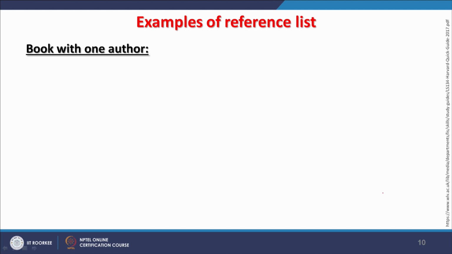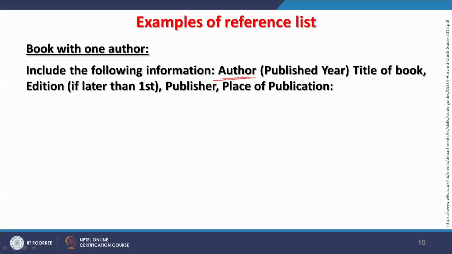If I am using someone's work which is published in the form of a book and there is only a single author, I will mention it like this. The following information will come: the name of the author and the published year. In the list of references, the title of the book, the edition if later than first, then I have to mention the edition, who has published it, and the place of publication. So, this will come under the list of references.